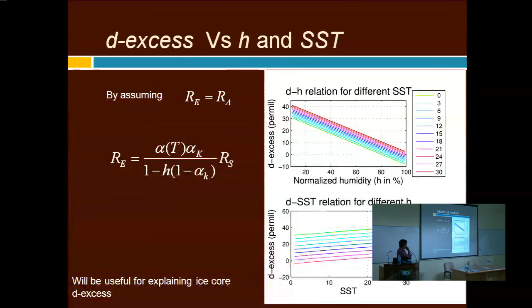Using this equation, you can see that there is a negative relation of dxs with respect to humidity, and a positive relation with the SST. But this positive relation is not that strong; the slope is very small compared to what is observed in dxs with respect to humidity. So this gives us an opportunity to look at past humidity variation by looking at the dxs in ice cores.